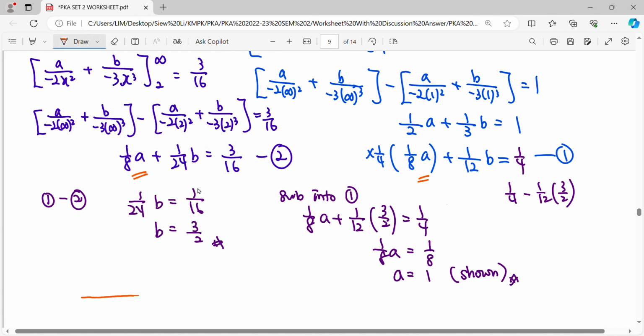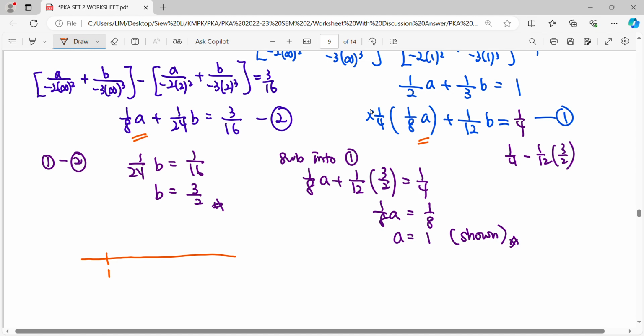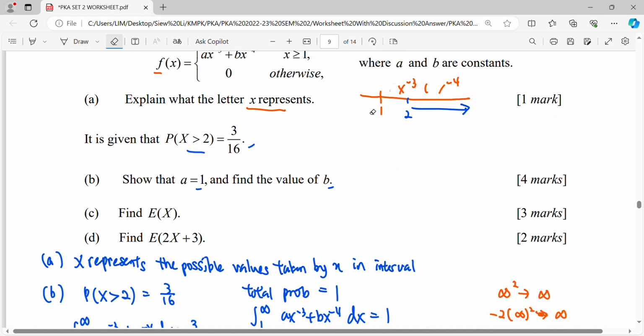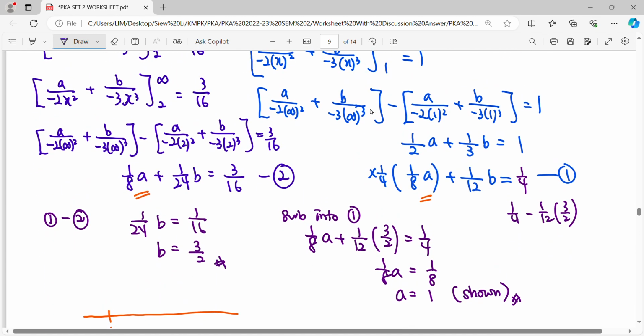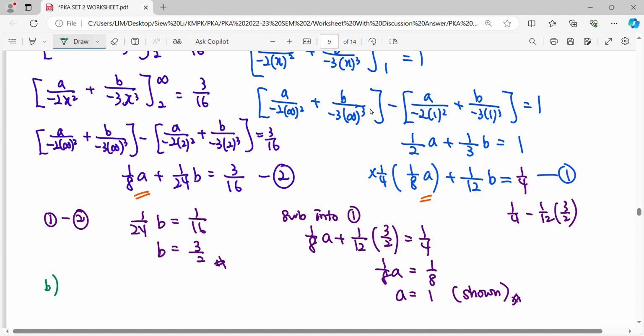So which means that our function, small f for continuous random variable x, on the interval x more than 1, we denote here: a is 1, b is 3 over 2, x negative 4. Okay, so done this one. Go for part c.